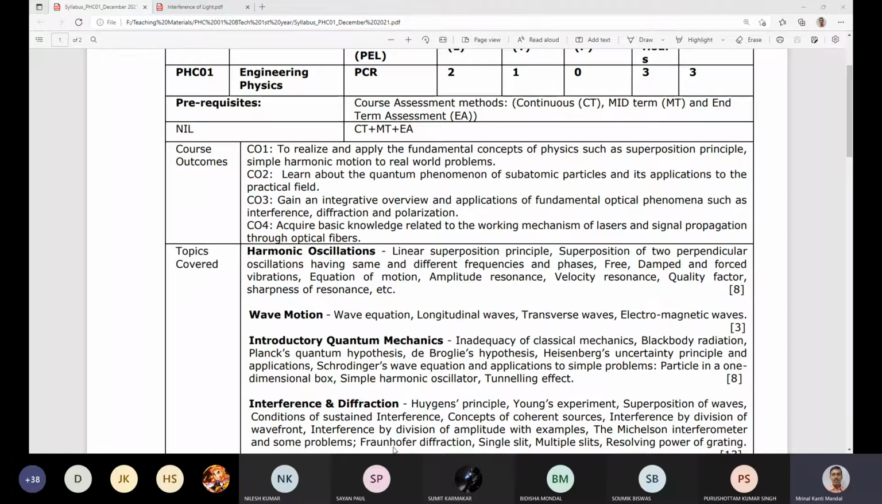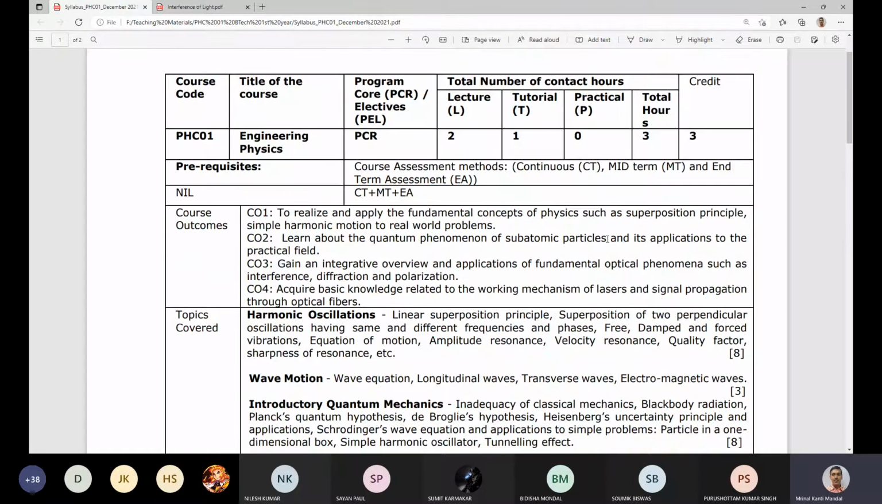Can you see my share screen? Yes, sir, it's visible. What is it showing? One table.